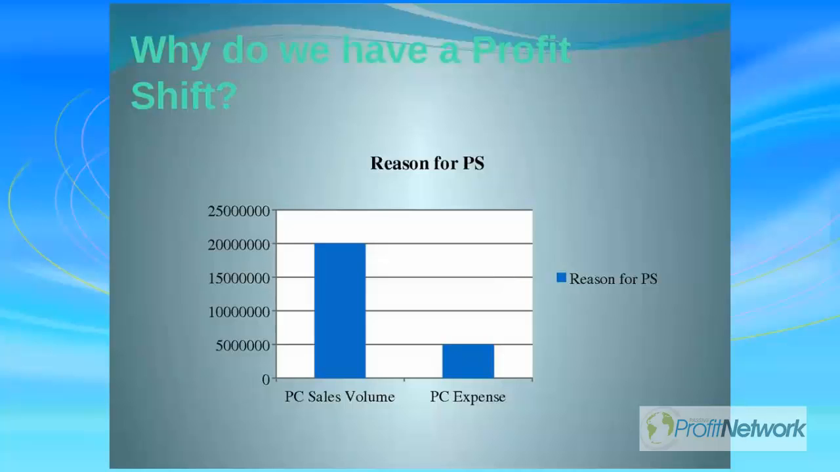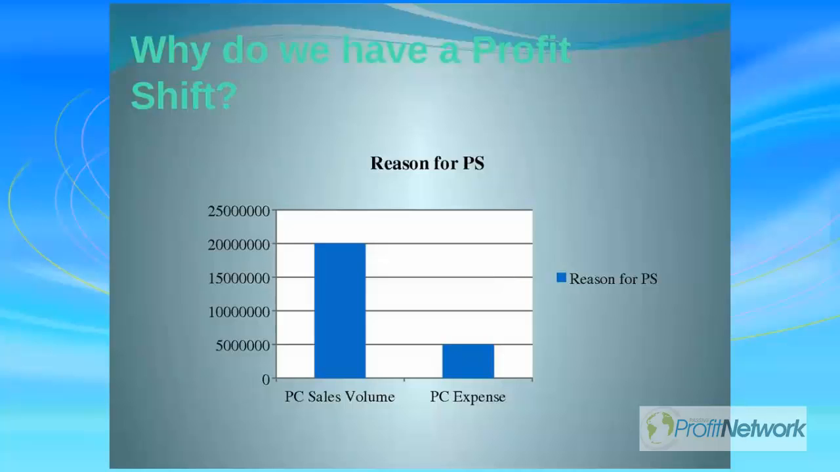Right now their sales volume's at 20 million, hypothetically speaking. And their expense, which is what they're paying us right now, is only 5 million. Well, a month from now, their expense is going to go up because they're paying us every day. And let's just hypothetically say that their sales volume stays at 20 million. So instead of being in profit by 15 million, they went up 5 million. So now their expense is 10 million, and they're only profiting 10 million.